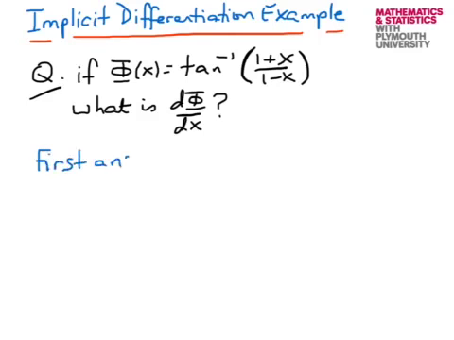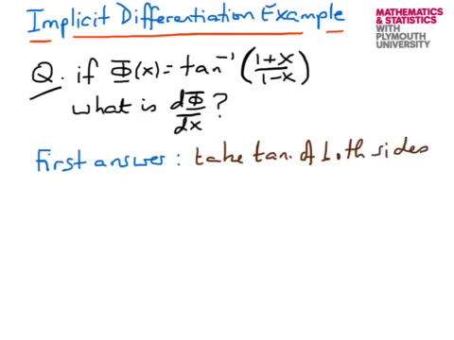is going to be using implicit differentiation, and what we're going to do is start off by taking the tangent of both sides in the above equation. So that means on this side we have the tangent of phi, which is a function of x, and on the right hand side we have the tangent of the arctangent, and that's just going to be the argument, so that is just 1 plus x over 1 minus x.